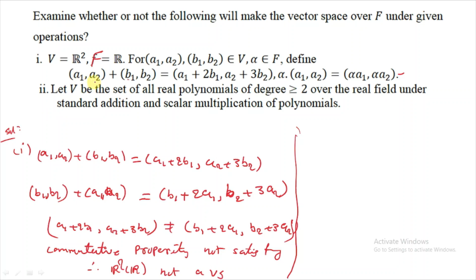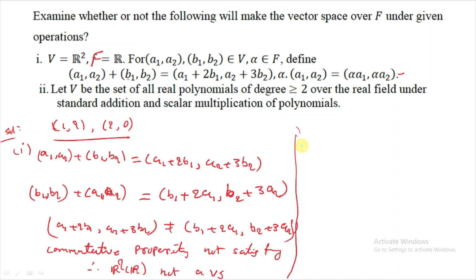Suppose you take A1, A2 as real numbers. You can take 1, comma 2 and 2, comma 0 or whatever. Now check this commutative property. It's not satisfied. You do not get the same result. Not only commutative, you can check the associative property also. Maybe the associative property holds, but commutative does not. If at least one property is not satisfied, then the set is not a vector space.